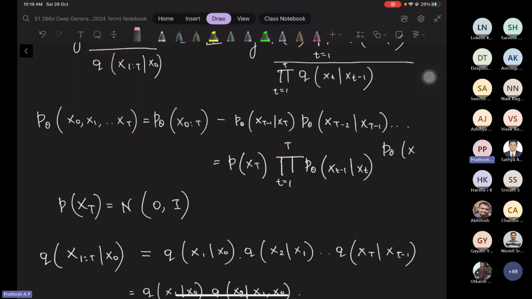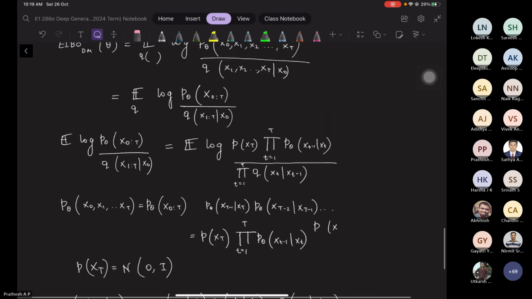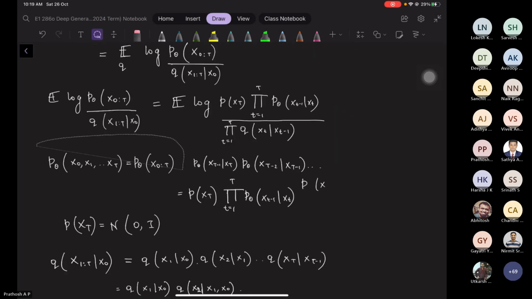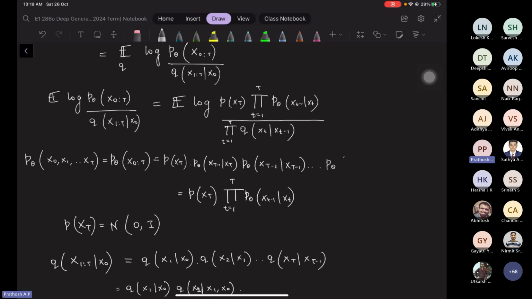Hold on. Let us make it a little precise. So now this is equal to, you have a p of xt term here, and the last term would obviously be p theta of x naught given x1. Correct? Yeah, okay, thank you. That's what I meant.